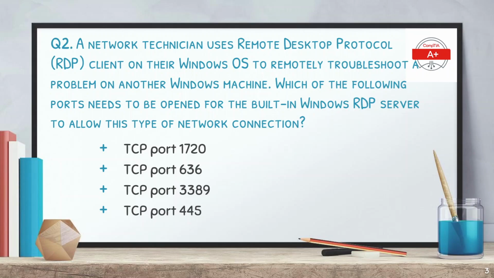The next question is that a network technician uses a Remote Desktop Protocol, or RDP, client on their Windows OS to remotely troubleshoot a problem on another Windows machine. Which of the following ports needs to be opened for the built-in Windows RDP server to allow this type of network connection? The options are TCP port 1720, TCP port 636, TCP port 3389 and TCP port 445. And the correct answer is TCP port 3389. So the RDP protocol uses TCP port 3389.